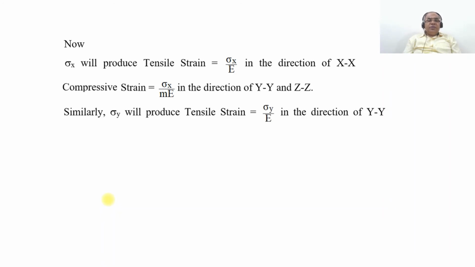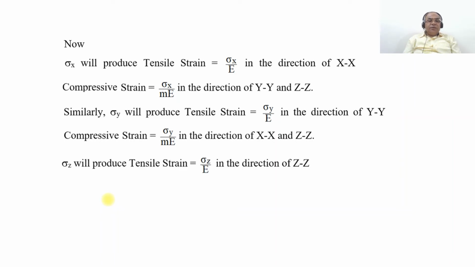Similarly, sigma Y will produce tensile strain along the Y direction, that is sigma Y by E in the direction of YY, and compressive strain equal to sigma Y by M into E in the direction of XX and ZZ. Sigma Z will produce tensile strain sigma Z by E in the direction of ZZ, and compressive strain, which is sigma Z by M into E, in the direction of XX and YY.